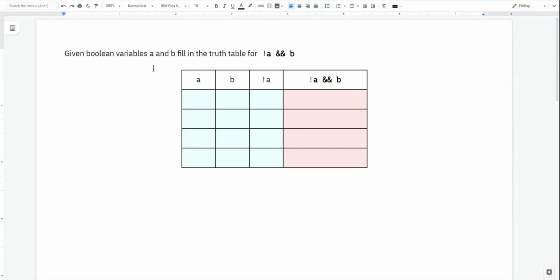T. Clark here, talking about truth tables and how to fill them out. So first off, we're given Boolean variables A and B. So we know right now they're either true or false. So I'm going to use T and F for true and false.